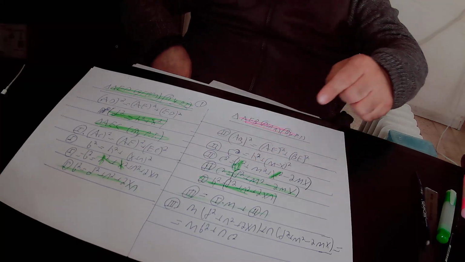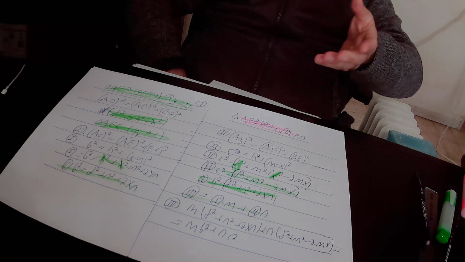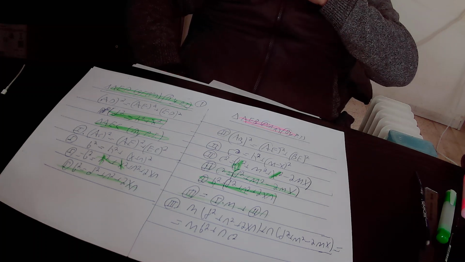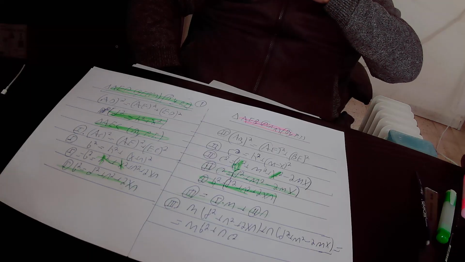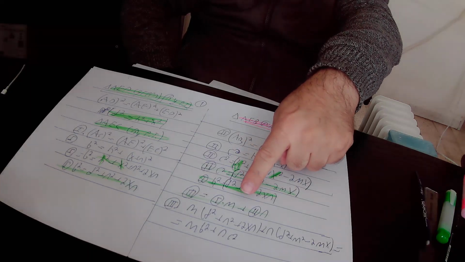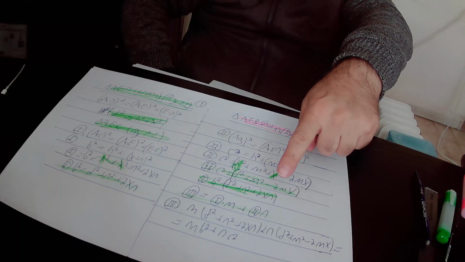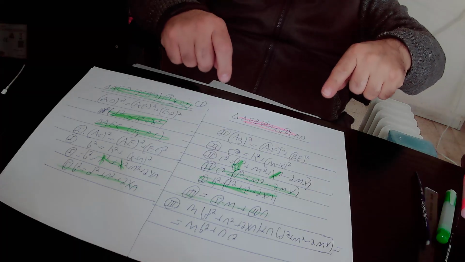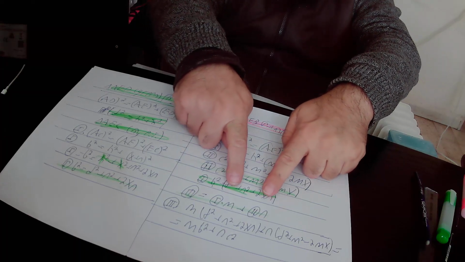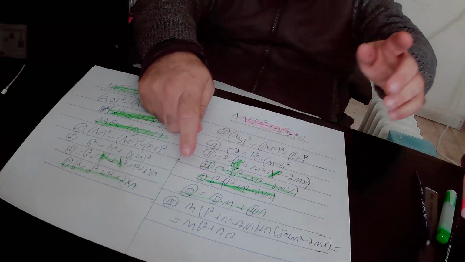We created equation number 3 according to the following steps. In the first step, we multiplied equation number 1 by M. In the second step, we multiplied equation number 2 by N. And in the third step, we added the two equations together. This created equation number 3.